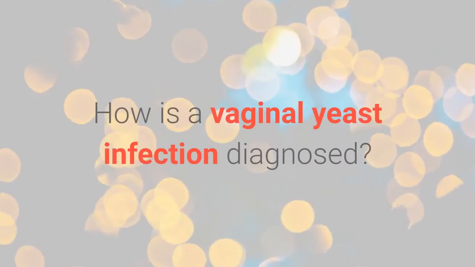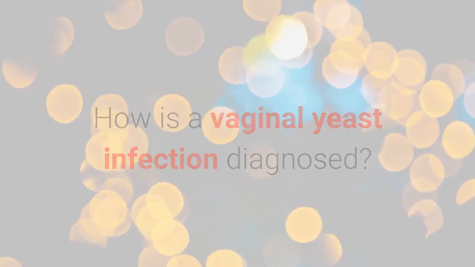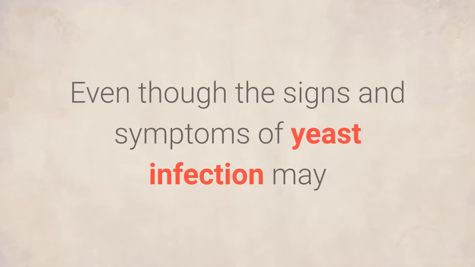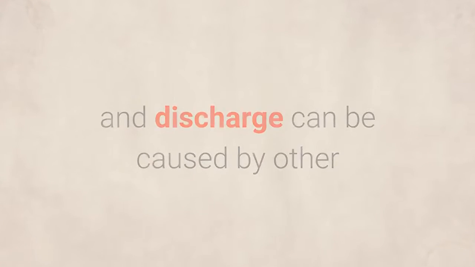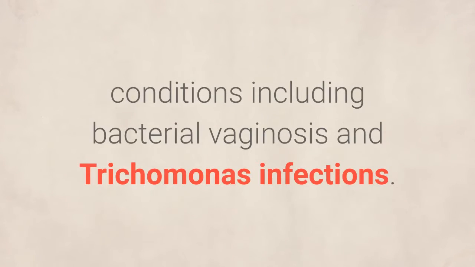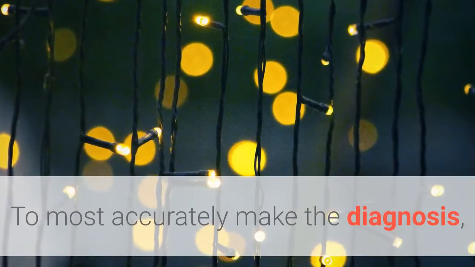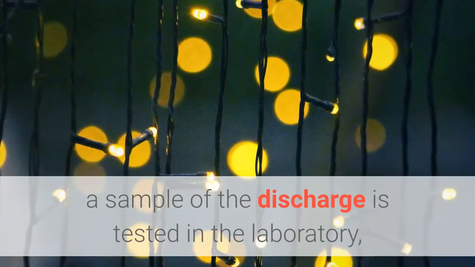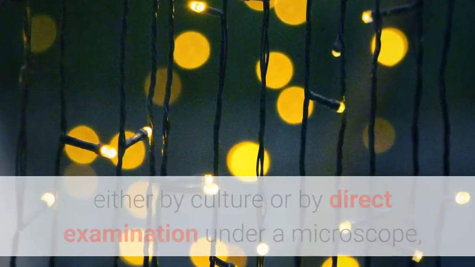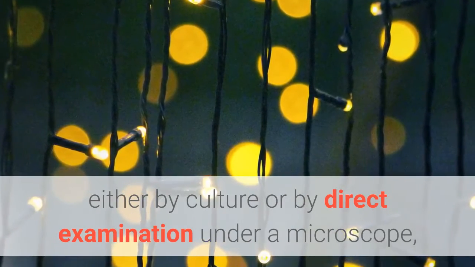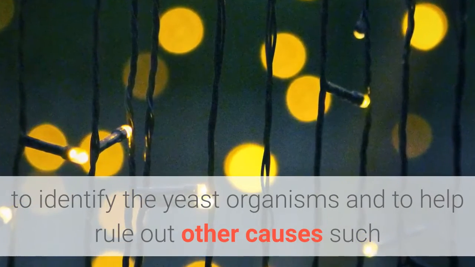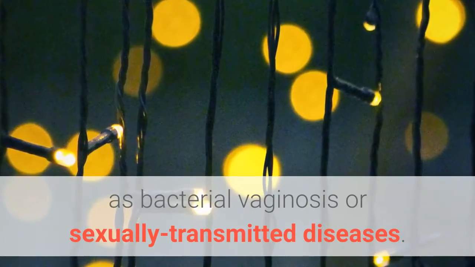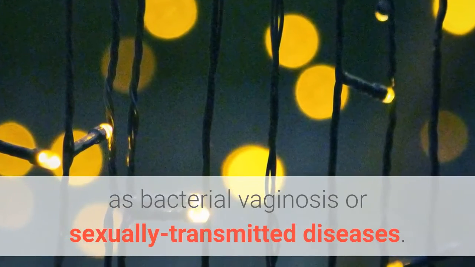How is a vaginal yeast infection diagnosed? Even though the signs and symptoms of yeast infection may point to the cause, vaginal itching and discharge can be caused by other conditions including bacterial vaginosis and trichomonas infections. To most accurately make the diagnosis, a sample of the discharge is tested in the laboratory, either by culture or by direct examination under a microscope, to identify the yeast organisms and to help rule out other causes such as bacterial vaginosis or sexually transmitted diseases.